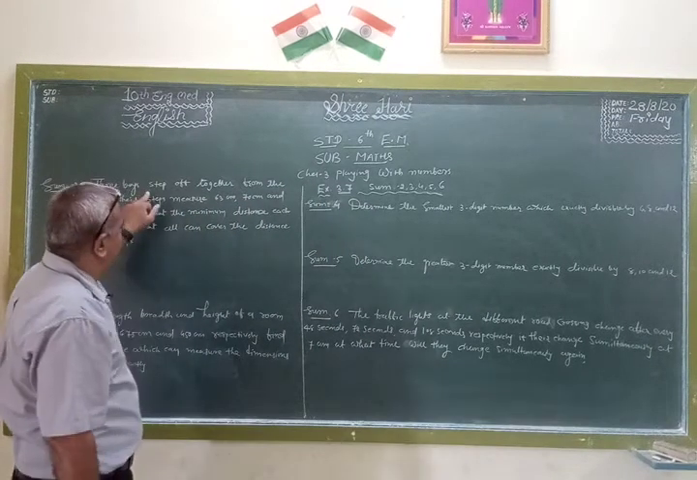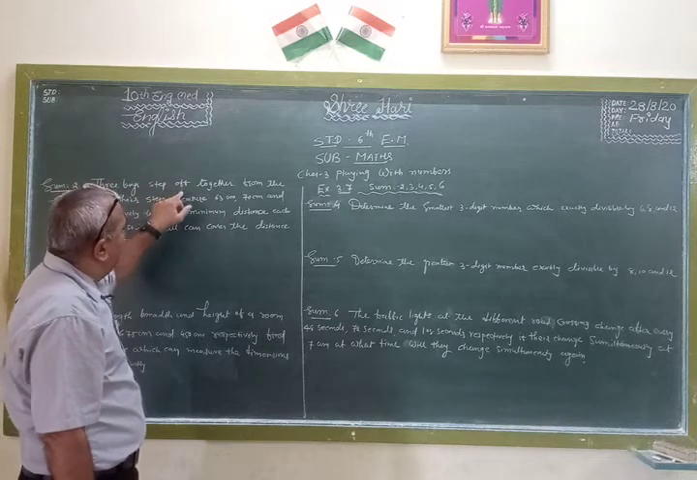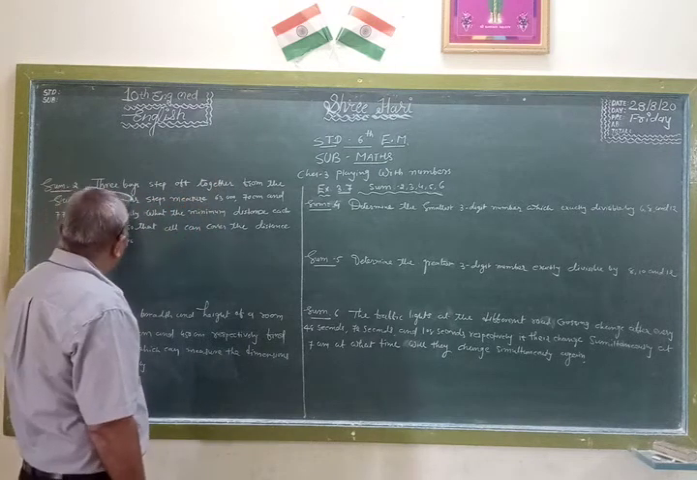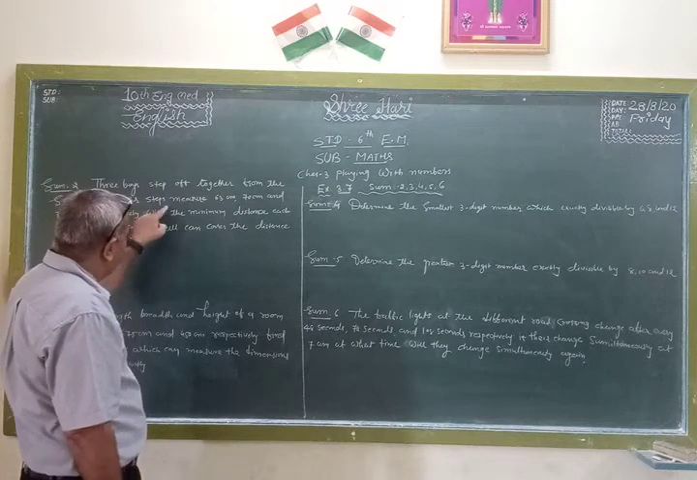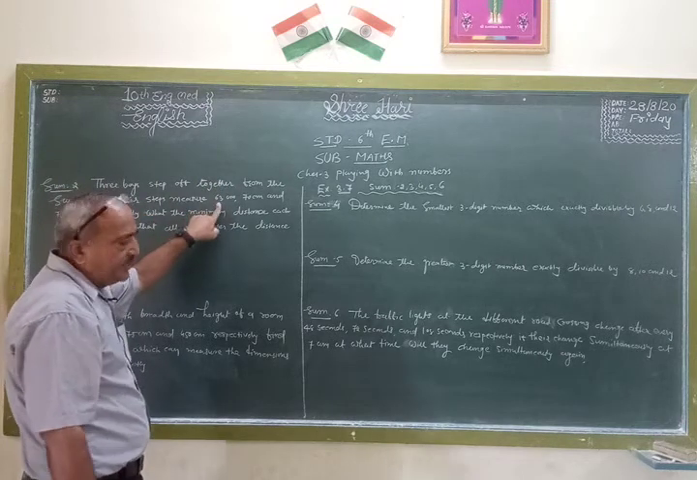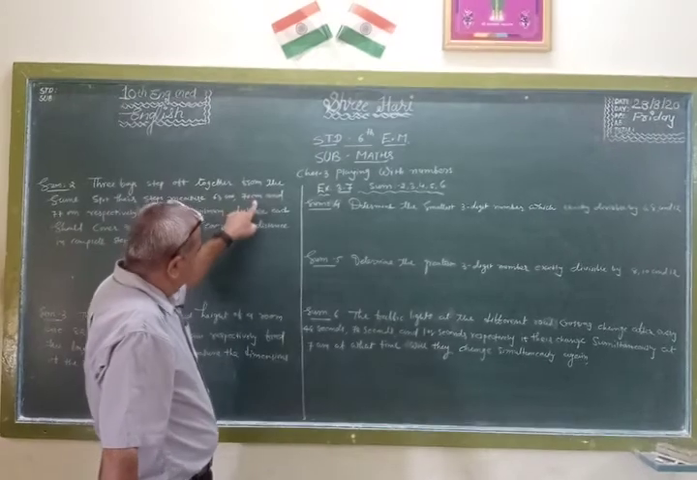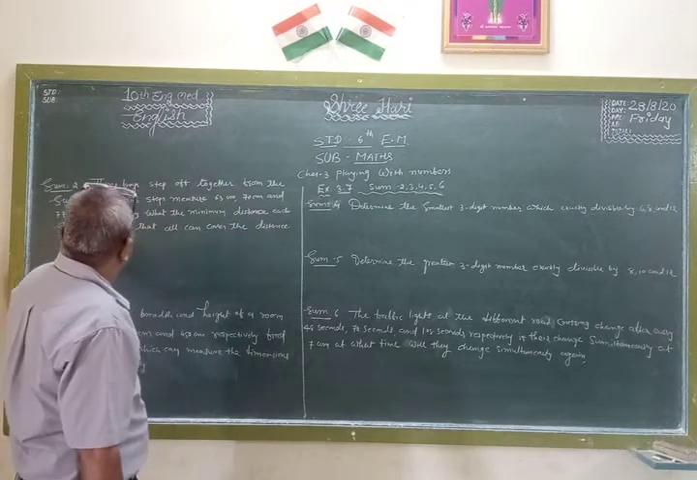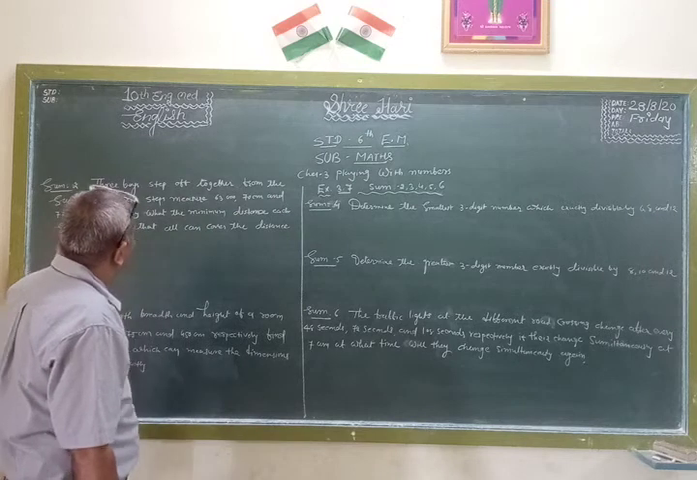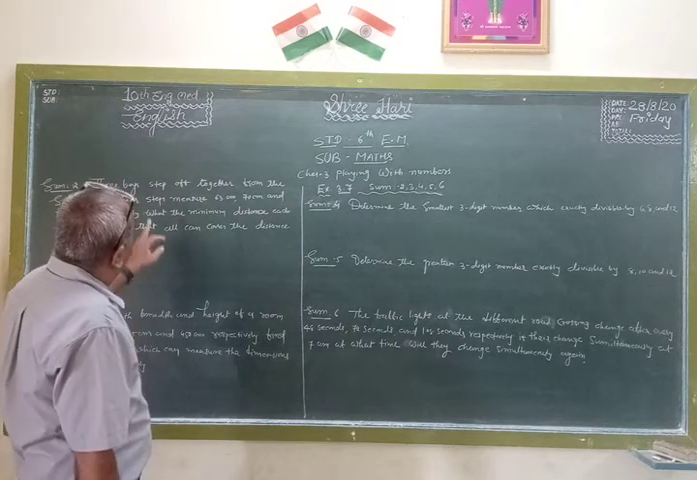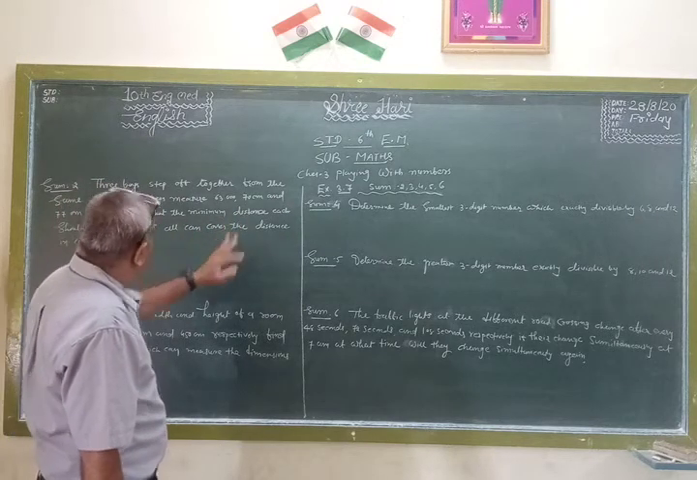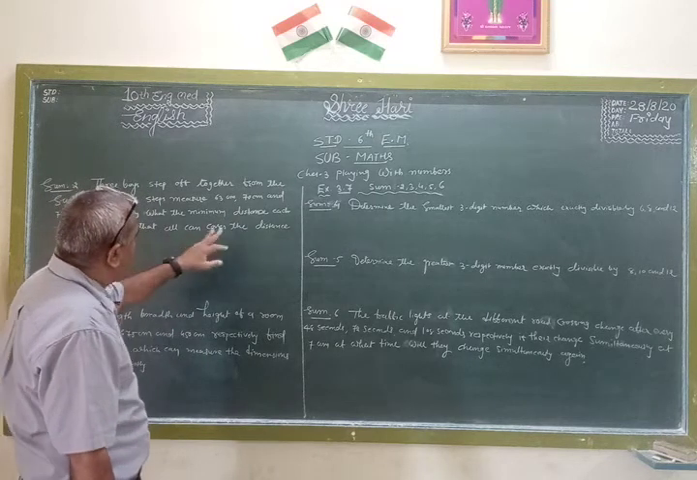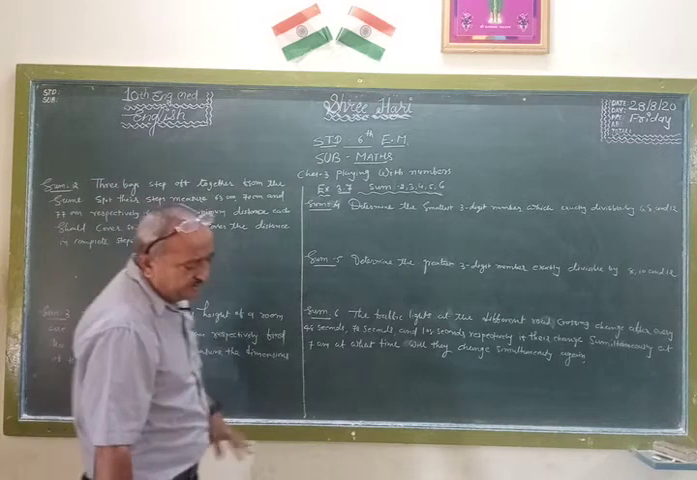3 boys step off together from the same spot. Their steps measure 63 centimeter, 70 centimeter and 77 centimeter respectively. What is the minimum distance each should cover so that all can cover the distance in complete steps?